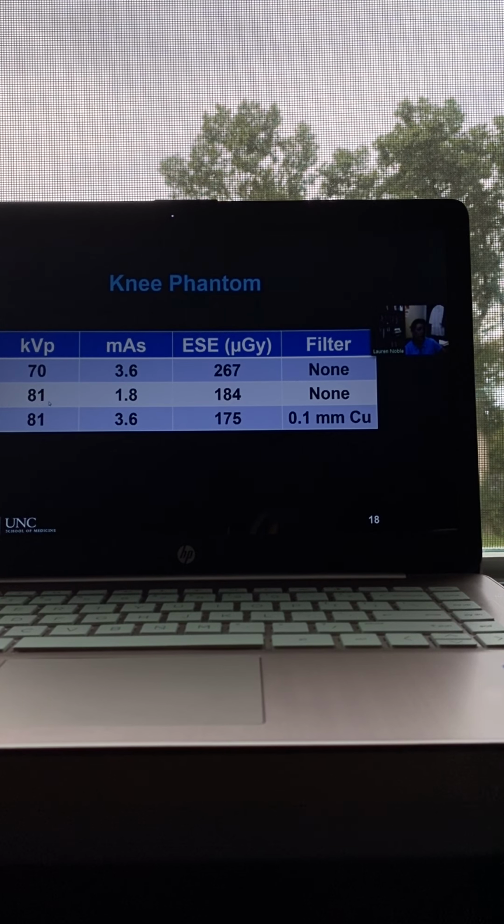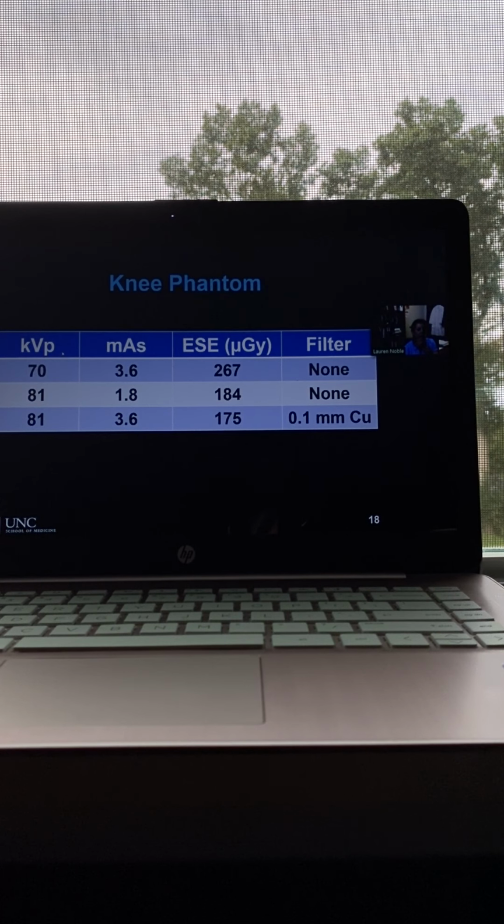Then I went up to 81 kVp, 1.8 mAs. The exposure to the patient is 184 microgray. That's what came out of the tube, and no filtration in place. Okay, no filtration in place.